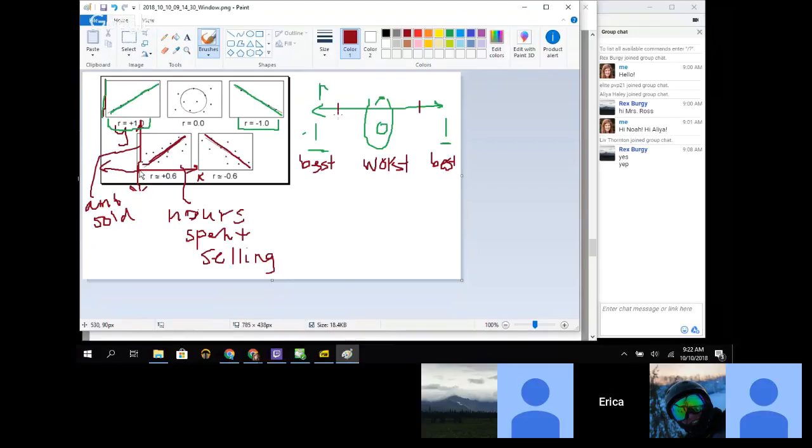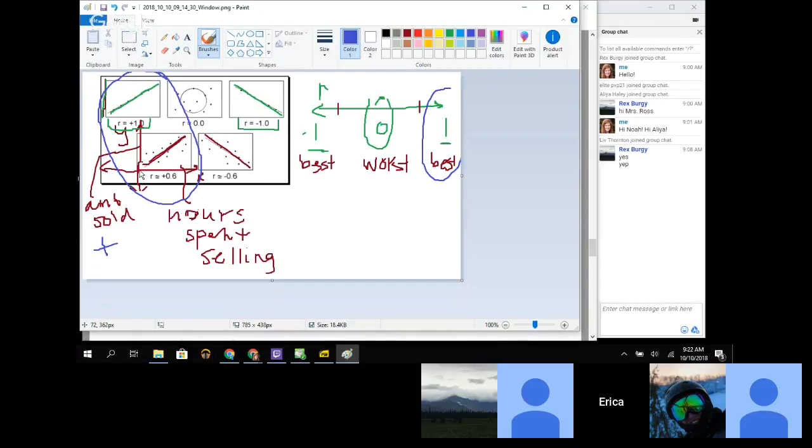Now, the reason that we have a +1 and a -1 R value is that we call things that are positive over here a positive correlation.